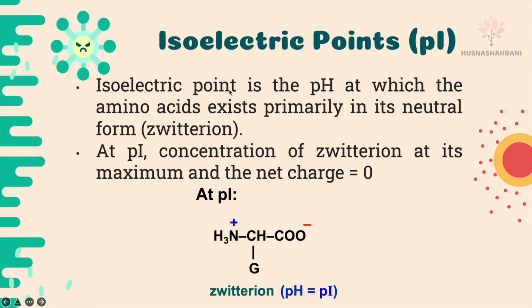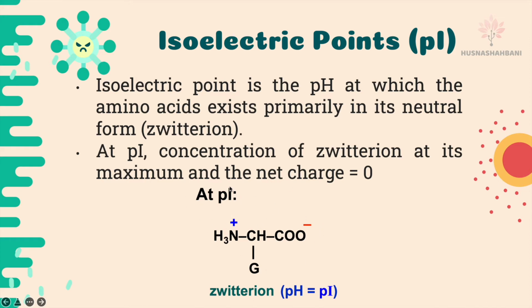Isoelectric points. The isoelectric point is a pH. It is the pH at which an amino acid exists primarily in its neutral form, or as a Zwitter ion. So at pI, the concentration of the Zwitter ion is at its maximum and the net charge equals 0.